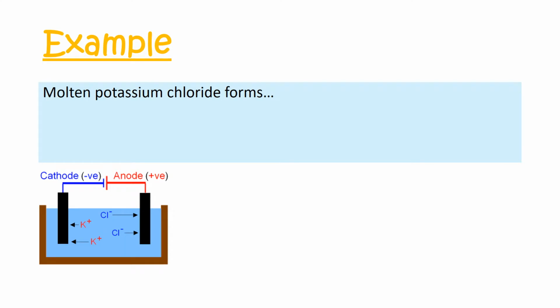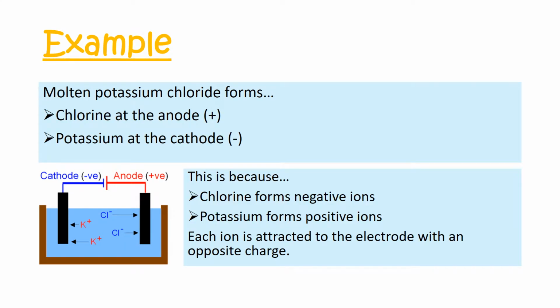For example, molten potassium chloride forms chlorine at the anode and potassium at the cathode. This is because chlorine forms negative ions, and potassium forms positive ions. Each ion is attracted to the electrode with an opposite charge.